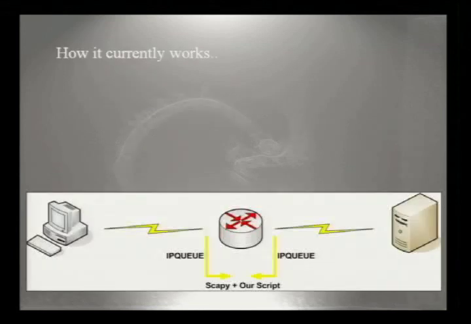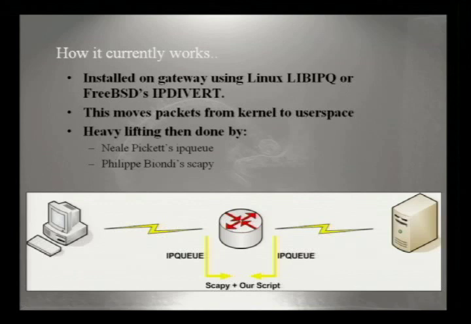So how it currently works is really simple. At the moment, it's sitting on top of IPQ or IP divert. All that happens there is we've got a firewall rule that grabs the packet as it goes onto the network and moves it to a user space process. Once it's in user space, we then use Python and Scapy specifically to mangle the packet. Neil Pickett's IPQ is allowing us to grab this packet off the IPQ, and Scapy is then allowing us to say what that packet is and what we can do with it.